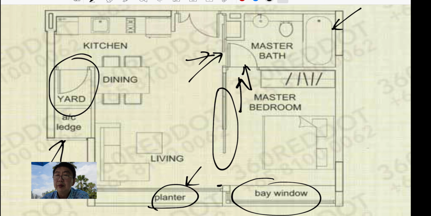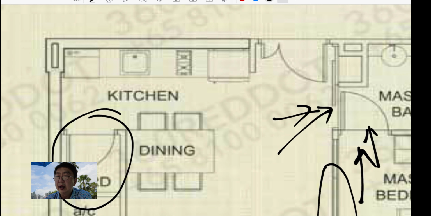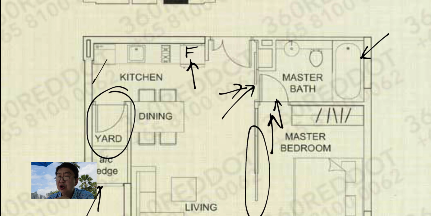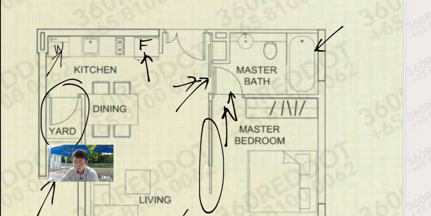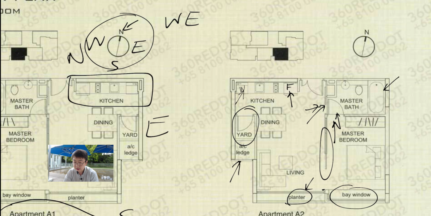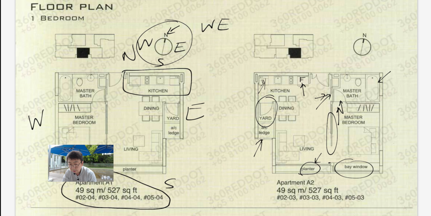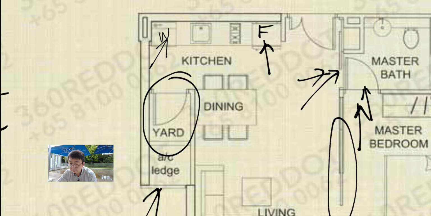Because we are in the kitchen area, this represents the sink. This is normally represented by F for fridge. This will most likely be the washer dryer. Normally, these are the items that we will find in a floor plan. Over here for the kitchen, right?